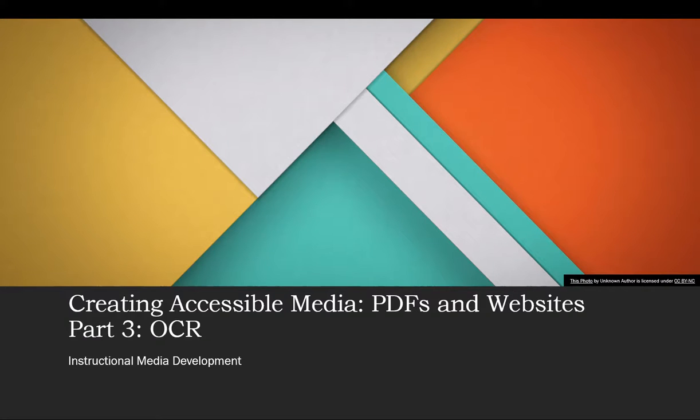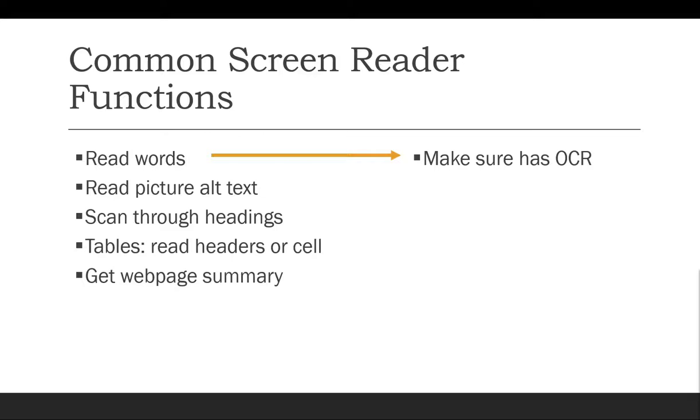Okay, this is part 3 of creating accessible media. In this video, we're going to talk about optical character recognition. We talked about screen reader functions, and the first one is it needs to just be able to read the words. That means there has to be words encoded for it to read. So let me show you an example.